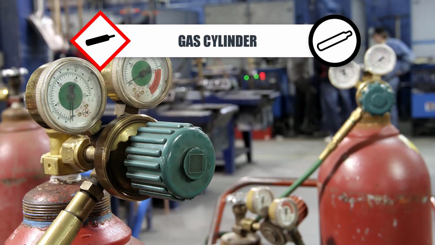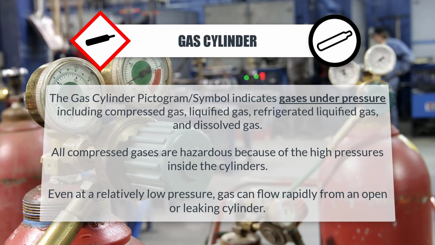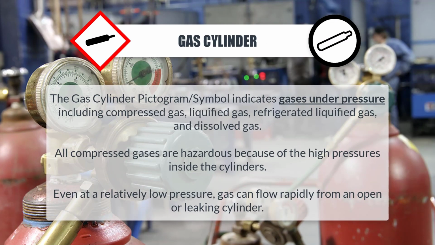Gas cylinder. The gas cylinder pictogram or symbol indicates gases under pressure, including compressed gas, liquefied gas, refrigerated liquefied gas, and dissolved gas. All compressed gases are hazardous because of the high pressures inside the cylinders. Even at a relatively low pressure, gas can flow rapidly from an open or leaking cylinder.